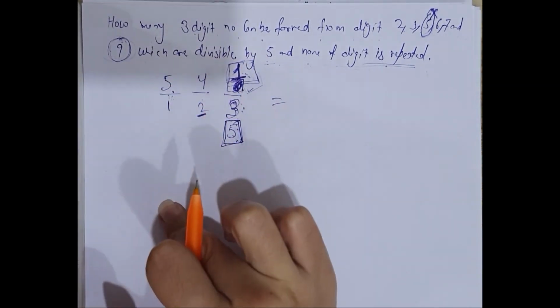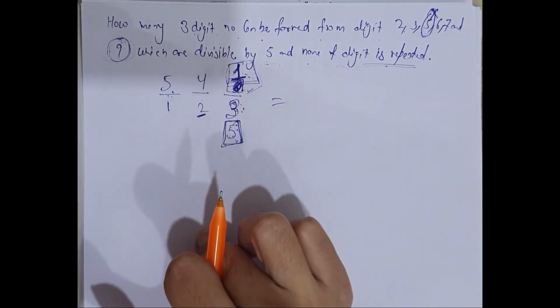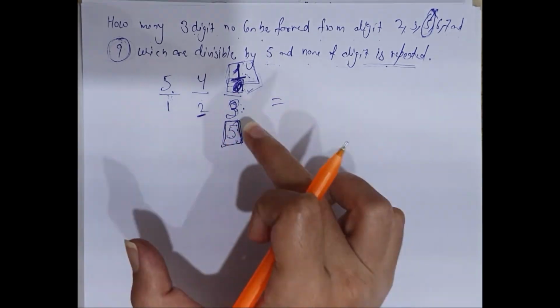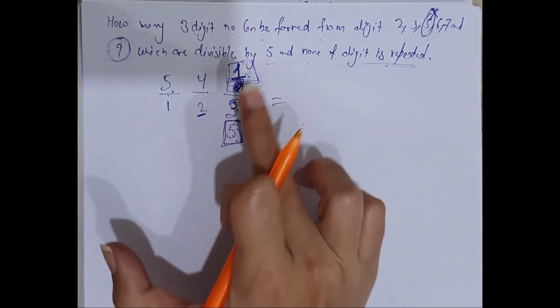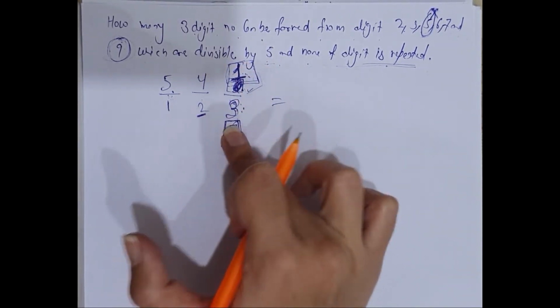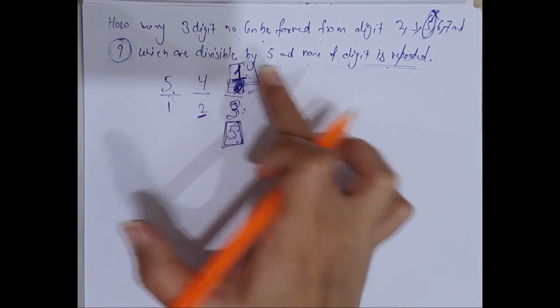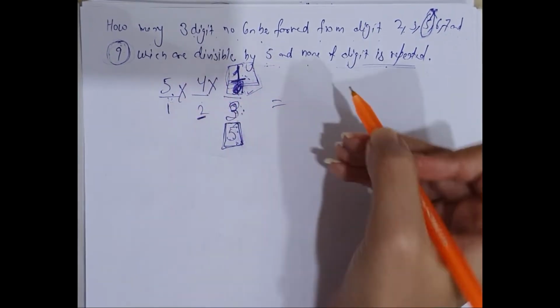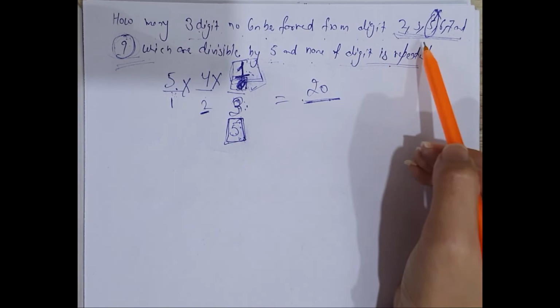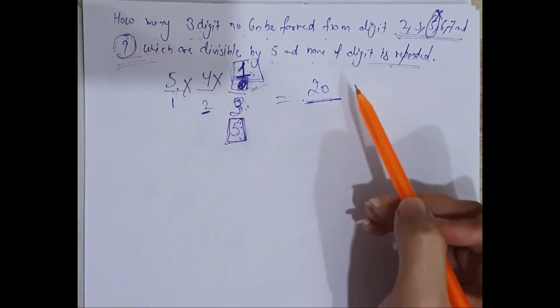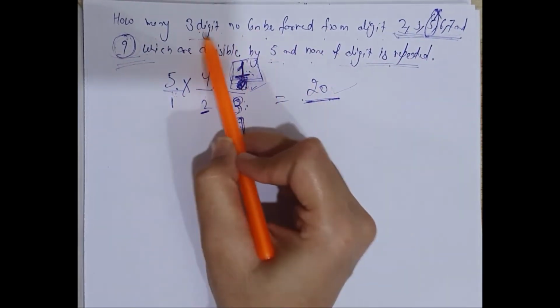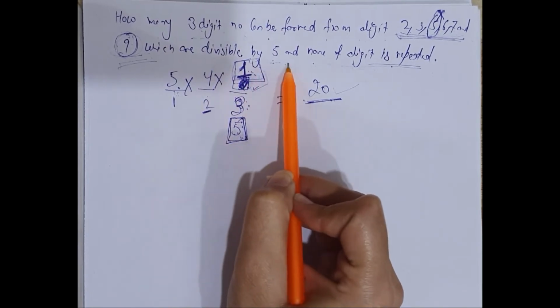Here 5 digits can be possible. Here 4 digits can be possible. But here to make it divisible by 5, only one digit can be possible, that is 5. Therefore 1. Now multiply it. 20. It means that using these digits we can make 20 three-digit numbers that are divisible by 5.